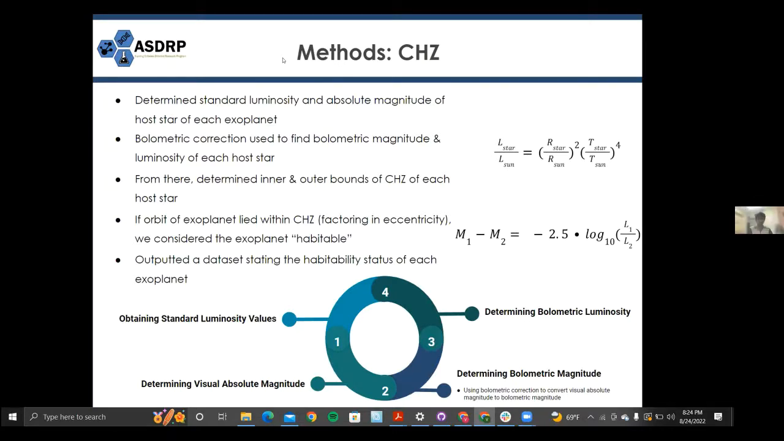Below on the right, you can see the equations that we used to determine the bolometric correction and the inner and outer bounds of the CHC. On the top right is the Stefan-Boltzmann law, which we used for the standard luminosity, and the bottom right equation is the equation we used for finding the absolute magnitude.